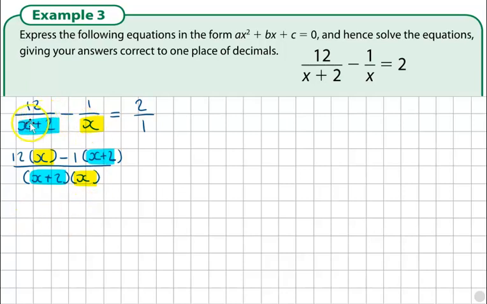So hopefully you notice the pattern. It's like a zigzag. So we've got x plus 2 in blue on the left, then the right, then the left. And then we've got x in yellow on the right, then the left, then the right. And that's all equal to 2 over 1.